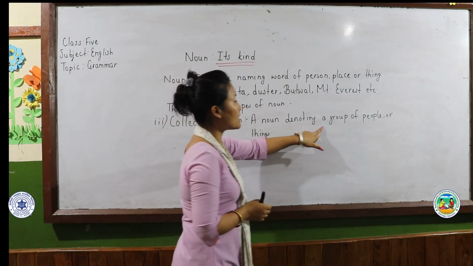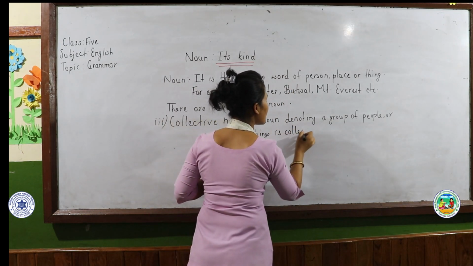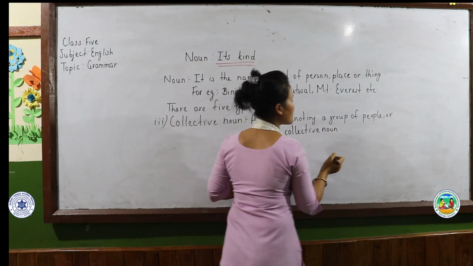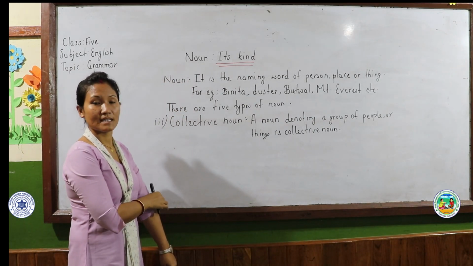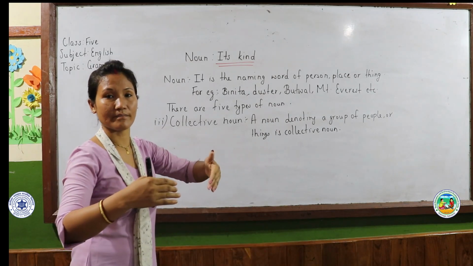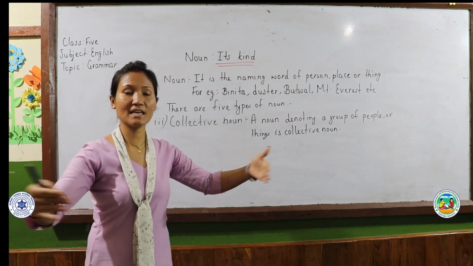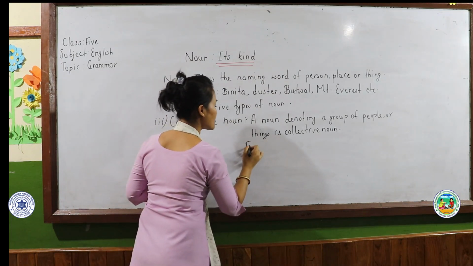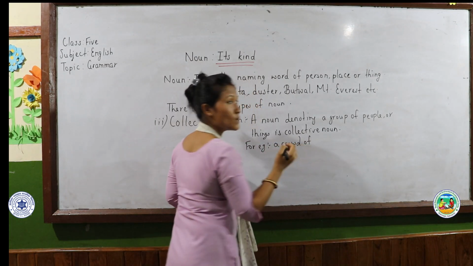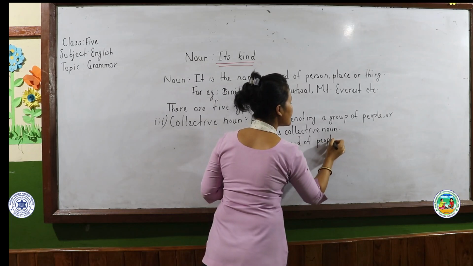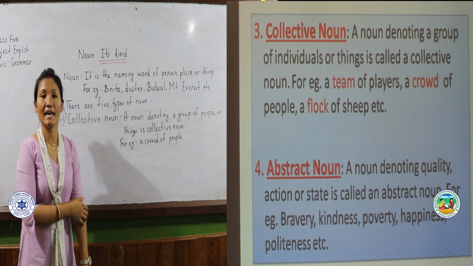A noun denoting a group of people or things is collective noun. For example, now it is the collection. What is a group of people called? When there are a group of people, many people are there, what do we call? For example, a crowd of what? A crowd of people. Likewise, have you seen hive of bees?